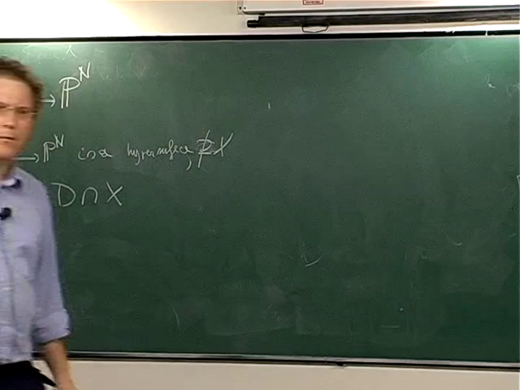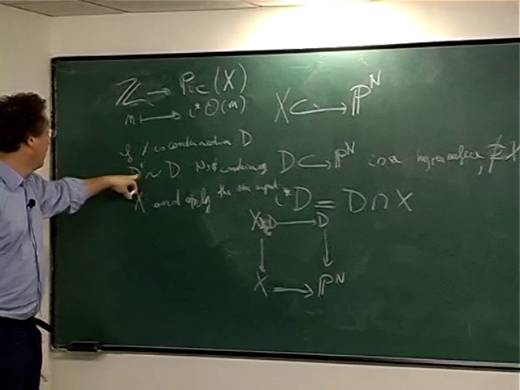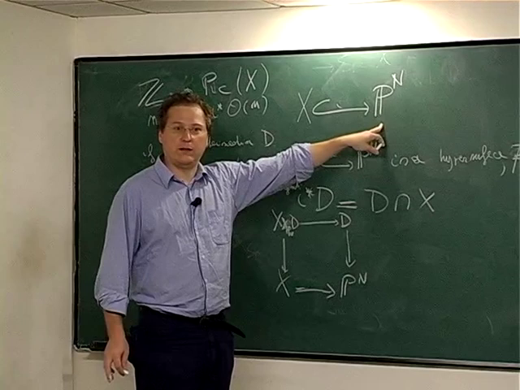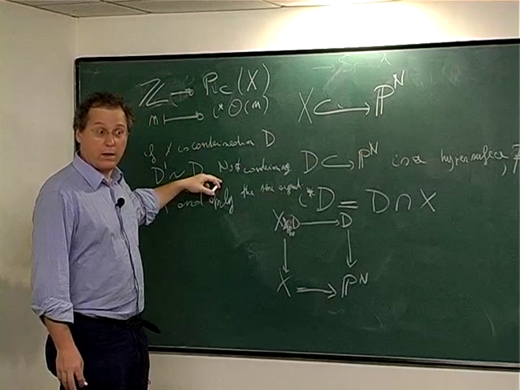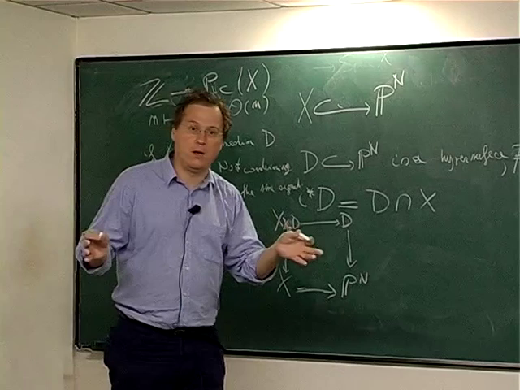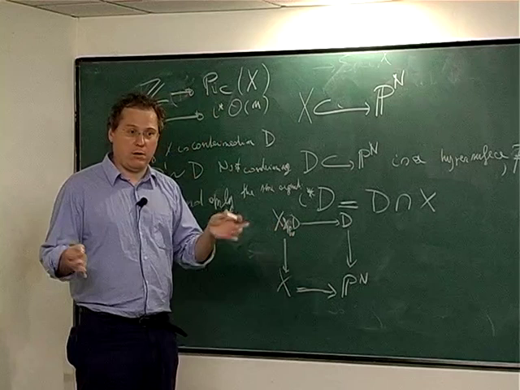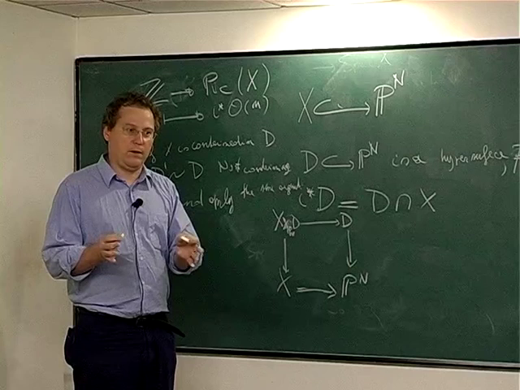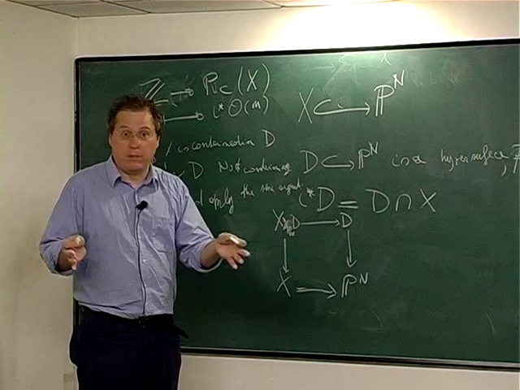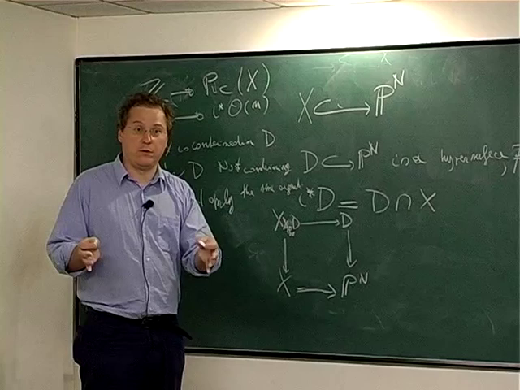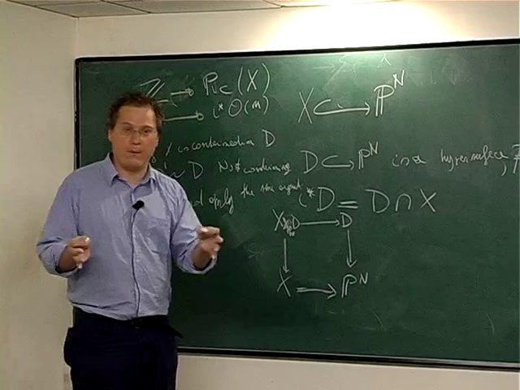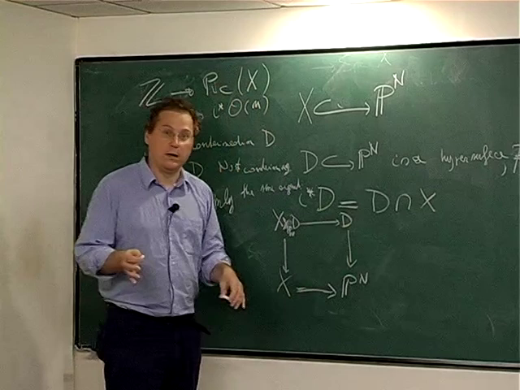Yes, it's simply because you are in Pn. In Pn, what is a divisor? An effective divisor is a hypersurface, so a homogeneous polynomial of degree n. Now you have your X. X is defined by a homogeneous ideal, and you know by definition that there exists at least one homogeneous element of degree n which is not in the ideal.